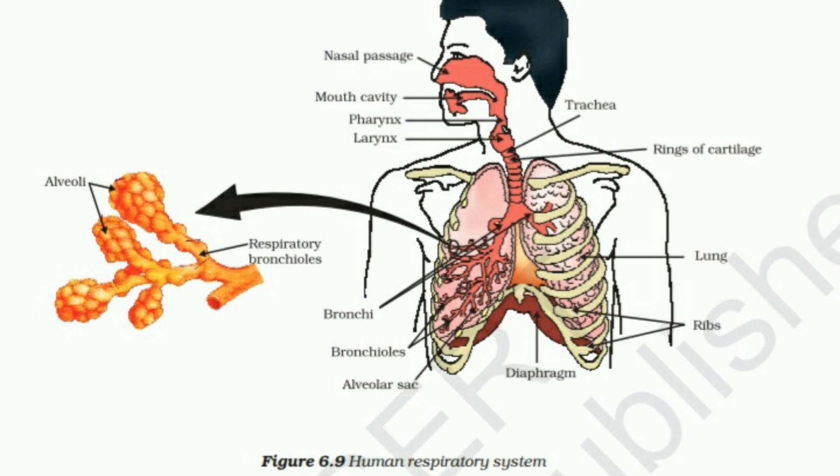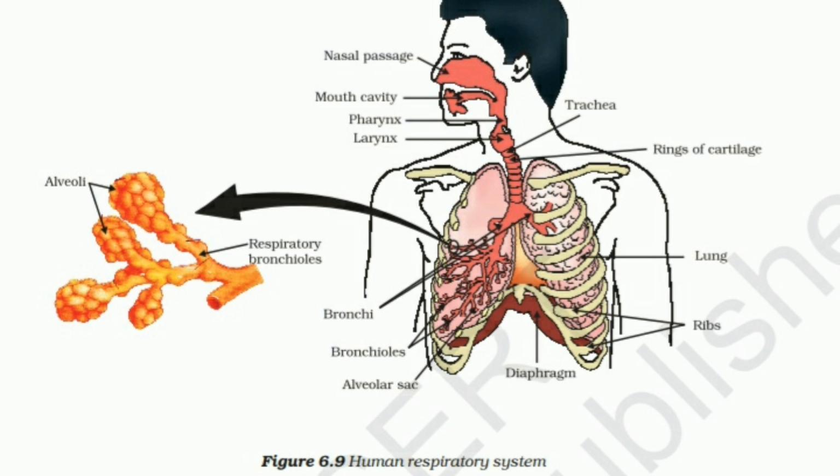Then air enters into the trachea or the windpipe and food enters into the esophagus or the food pipe. There is a tiny flap of cartilage above the trachea called the epiglottis that prevents the food from entering into the trachea. The air moves through the trachea.